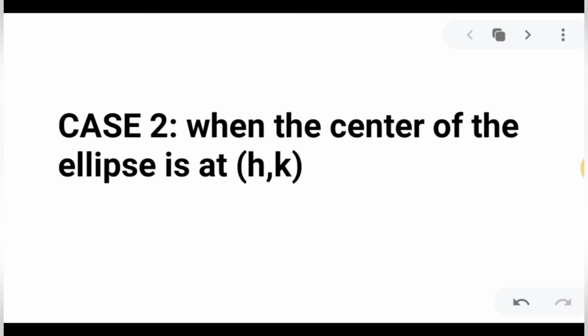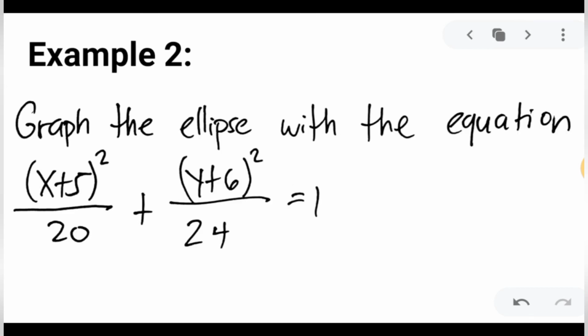So let us have another example for case 2 wherein the center of the ellipse is at h and k, or at x and y axis. And then for example 2, graph the ellipse with the equation (x plus 5) squared over 20 plus (y plus 6) squared over 24 equals 1.